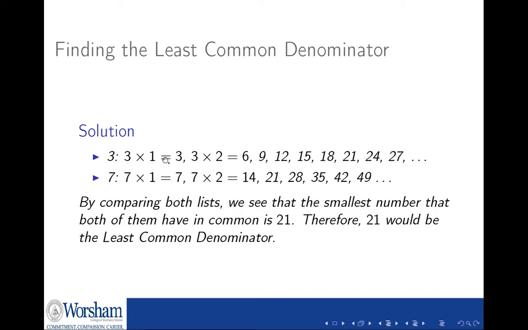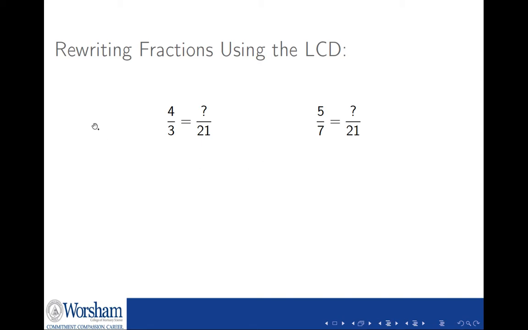So if we do the times tables for 3, then we have 3, 6, 9, 12, 15, 18, and so forth. With 7, you have 7, 14, 21, 28, 35, 42, keep on going. All right. So to compare both of those lists, the smallest number that both of those lists have in common is 21. So therefore, 21 is going to be our least common denominator. So we have to rewrite our first fraction, 4 over 3, as something over 21, and 5 over 7, our second fraction, as something over 21.